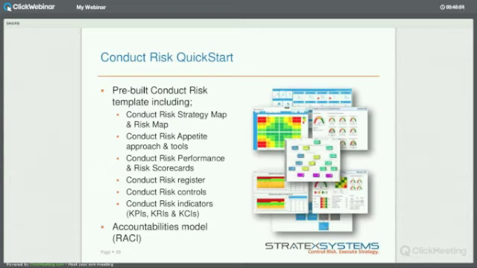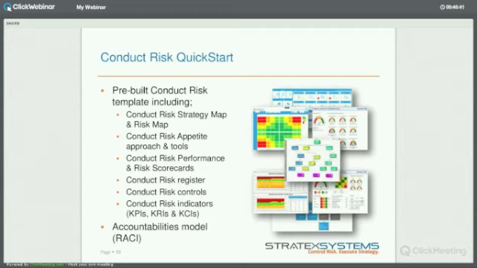Some details about the deliverable. The key deliverable is obviously a software solution in the dashboarding space. There's lots of nice dashboards and good reports and red, amber, greens. And really key things are a conduct risk strategy map, risk map, appetite statements, performance and risk scorecards, risk registers, control registers, etc. So there's a starting point there ready to go, but then we build that out for each individual organization. And of course, I already mentioned the RACI model.